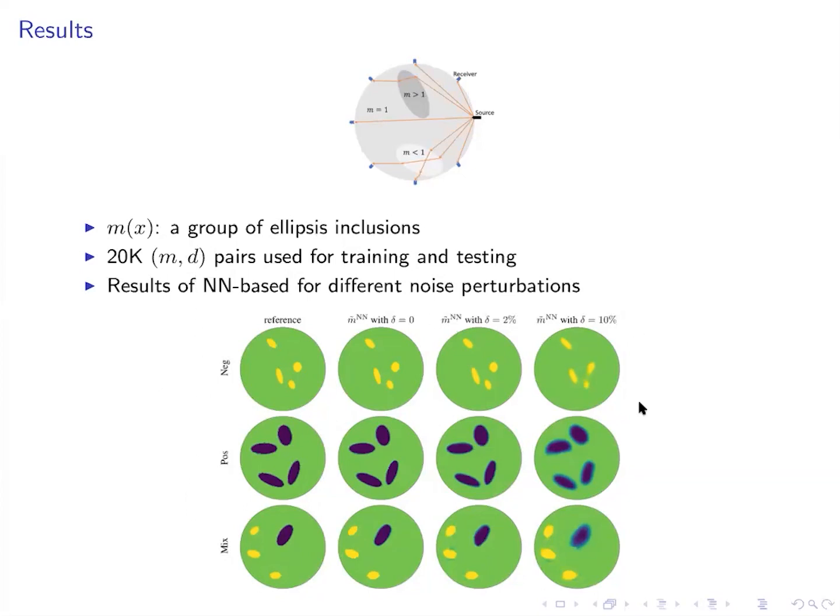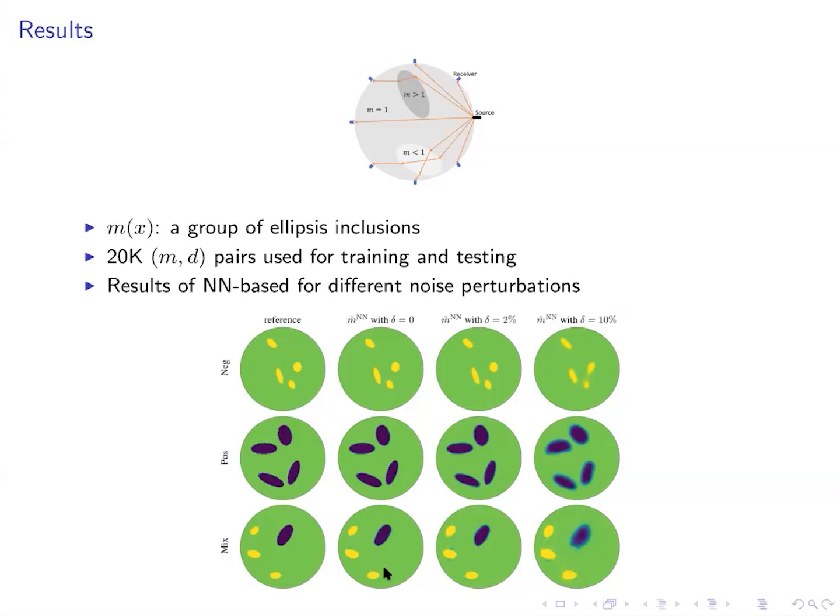And here, just to give you a flavor of how the numerical results look. In the first row, we train only with the negative inclusions, meaning M is less than 1. In the second row, we train only positive inclusions, which is greater than 1. And then finally, we train a slightly more challenging case where you have both negative and positive inclusions. The first column is the reference. You see that this is what the true solution should look like.